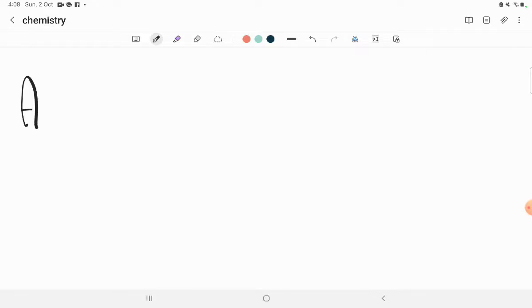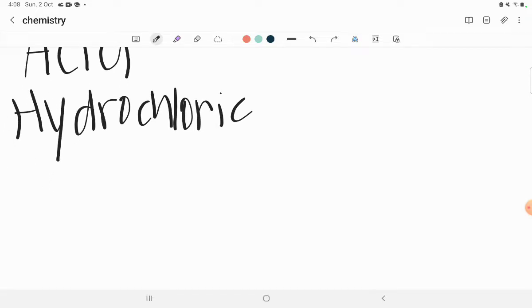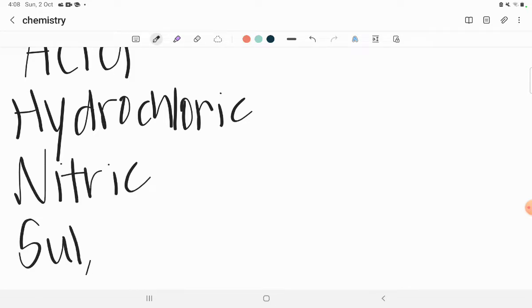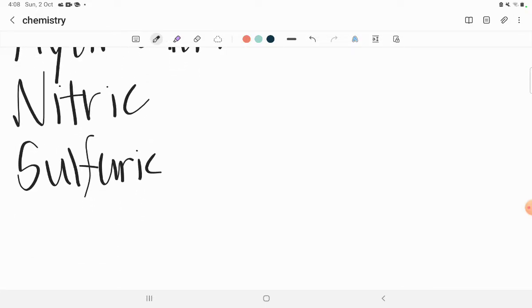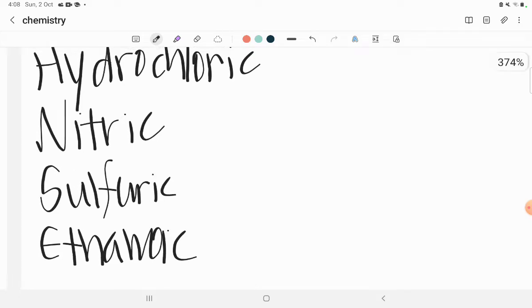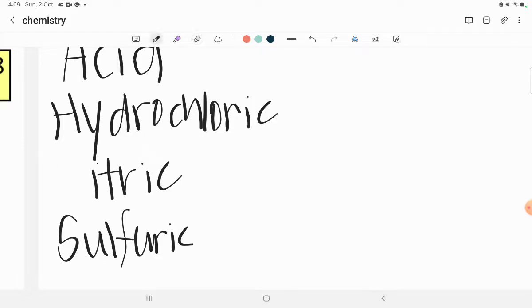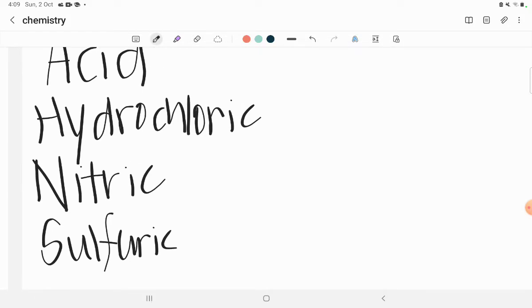Remember the 4 acids that we have just now? We have hydrochloric, nitric, sulfuric, and ethanoic. For this part, let's just ignore ethanoic, because I've never had an exam question where they test this about ethanoic.